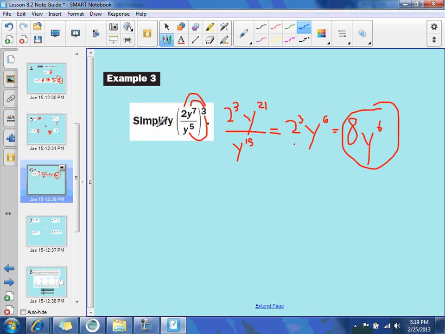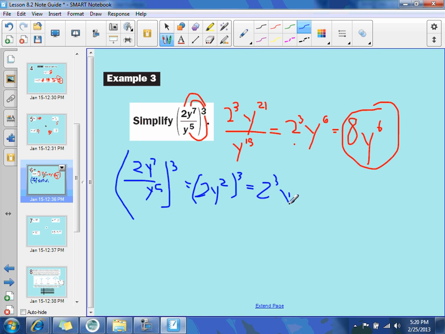Another way you could do this is simplify inside the parentheses first. You notice that you have 2y to the 7th in the numerator and y to the 5th in the denominator. You could actually simplify that expression before you take it to the 3rd power. That would be 2y to the 2nd. All of these 2's, and it's so hard to write. And then take that to the 3rd power. You're still going to get 2 to the 3rd power and y to the 6th power. You're going to end up in the same place. Ta-da!